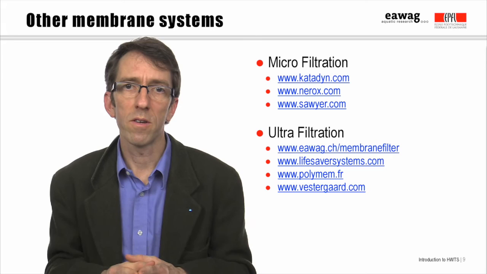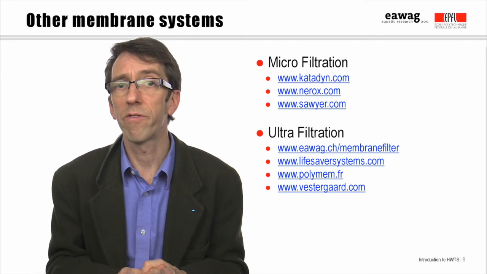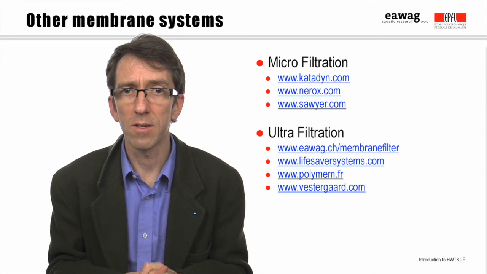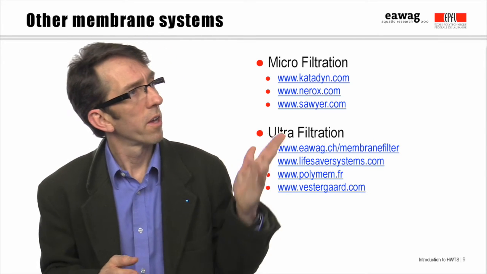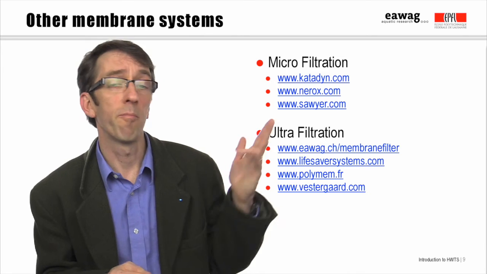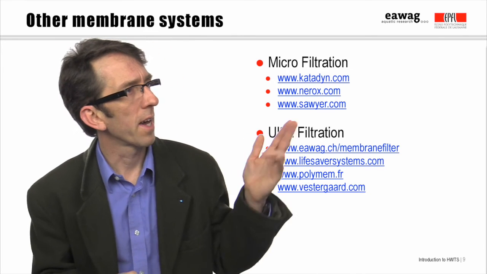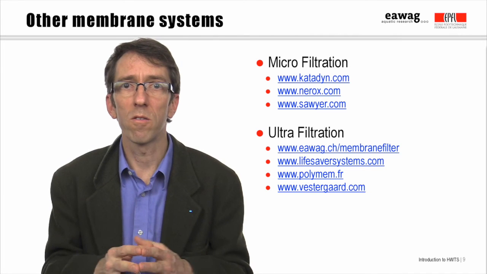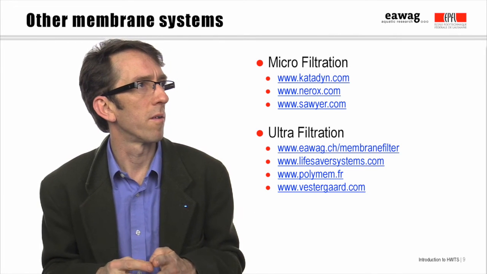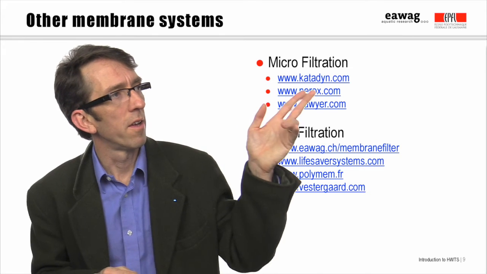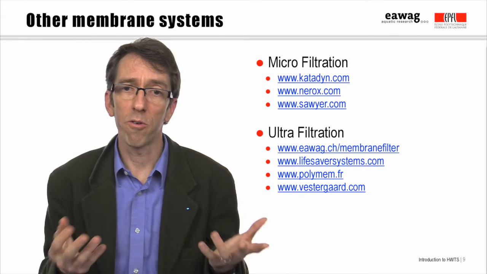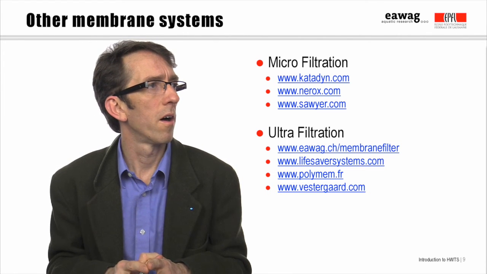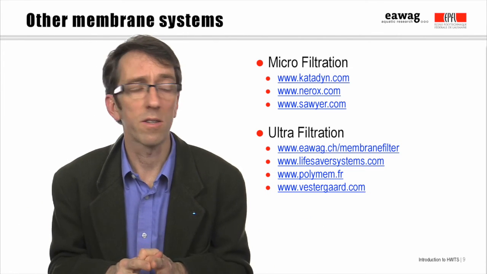The LifeStraw family is a well-known application of ultrafiltration modules at the household level in low and middle-income countries. But it's not the only one. Here you can see some other examples of microfiltration products. Katadyn, primarily targeting backpackers and sports enthusiasts. Nerox produces a microfilter that's used in emergencies, as does Sawyer. And then there are a number of ultrafiltration products out there.